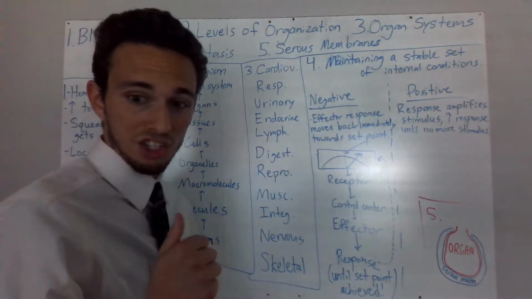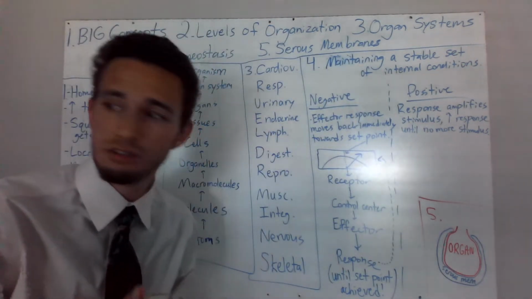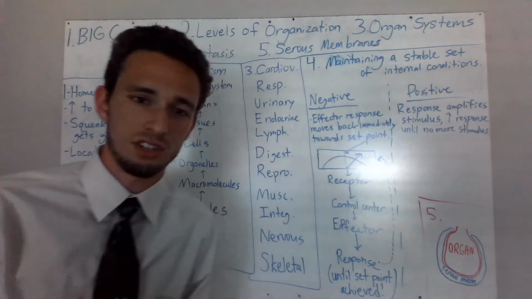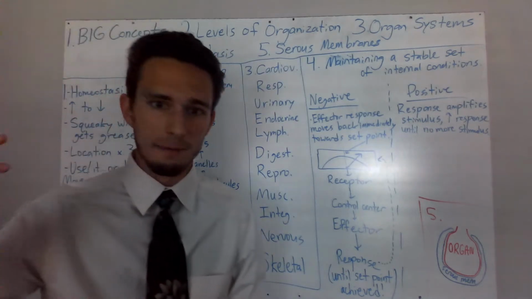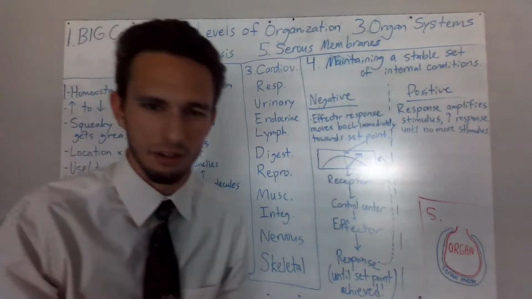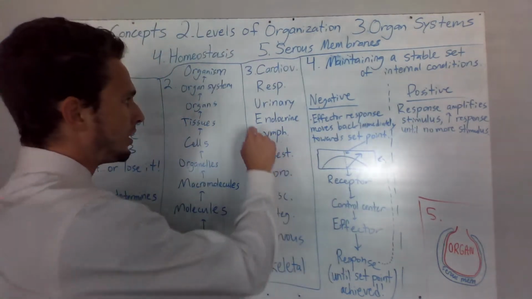Urinary system expels wastes and excess nutrients that you did not absorb through the digestive system, filters your blood, regulates ion balances, regulates blood pH, does a ton of things, fluid balance, all that.